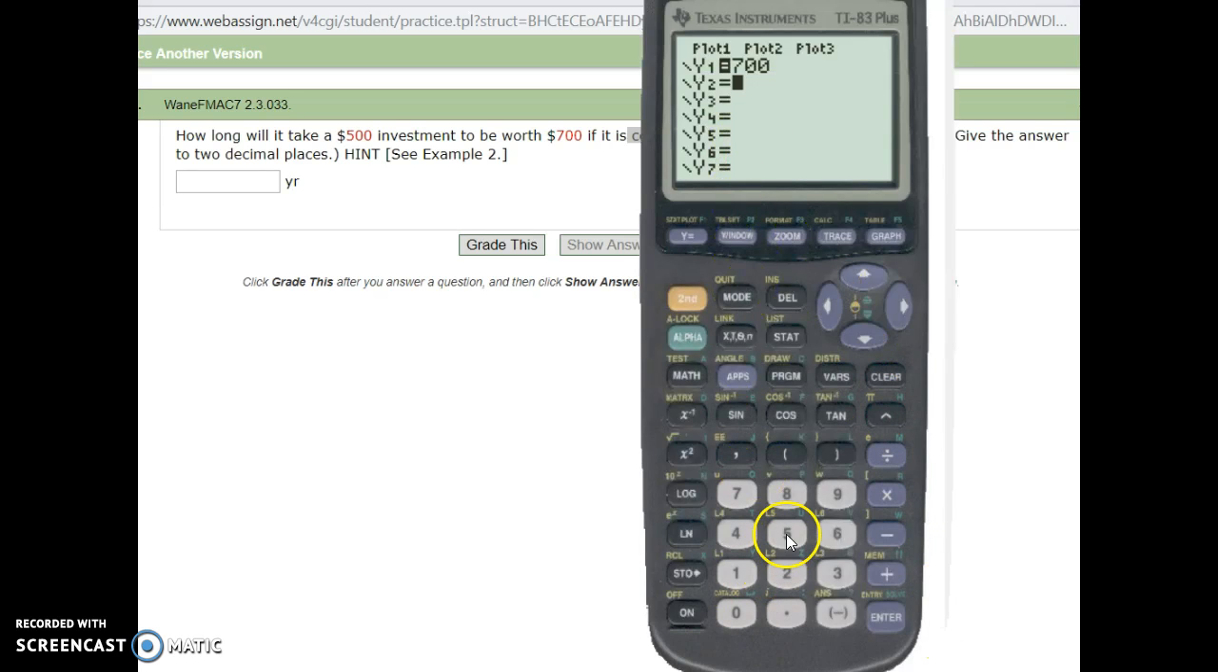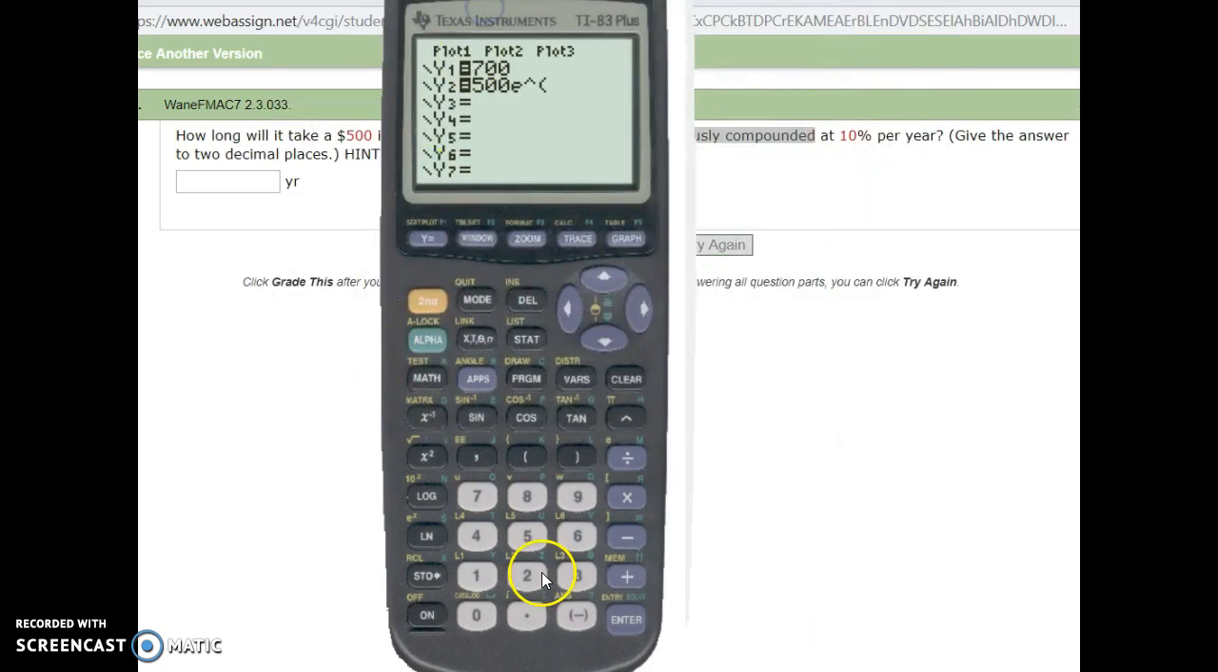So I say 500, that's the principal, and then e is right here above ln. So second to get to e, and then r is the rate, and I think that was 10%? 0.1, and then we don't know what x is. That's what we're trying to find. Close parenthesis. Now I'm looking up to 700 for my Y max.